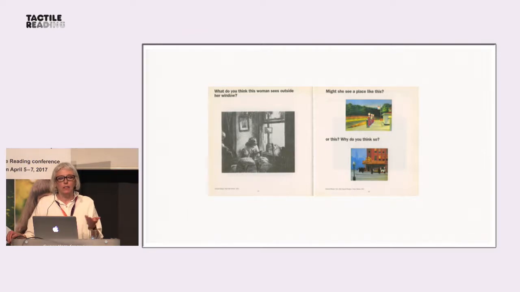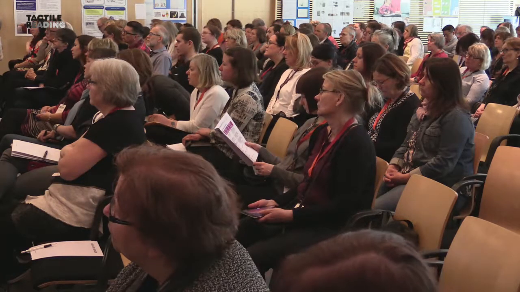And on the next page, they come up with some suggestions. Might she see a place like this? And then we have a painting showing a petrol station. Or this, why do you think so? And then we have another painting showing a corner with a bar, and you have a group of people lining up outside the bar. So here there will be no right or wrong answer. It will be more a kind of discussion. What are you seeing in the picture, and how can you interpret it?